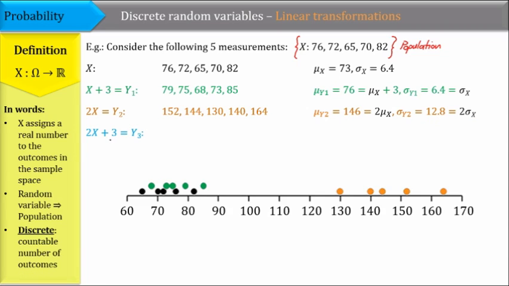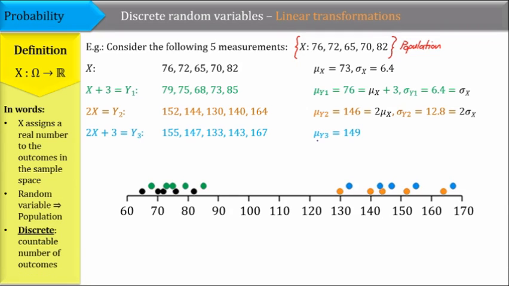Now lastly, what happens if we combine everything? If we take our original data set and we multiply it by 2 and then we add 3 to it. So now we're going to get 76 times 2 plus 3, which is 155, and do that for all the others. Graphically, this is what we have. So what do you notice? Again, the location changed and the spread changed.